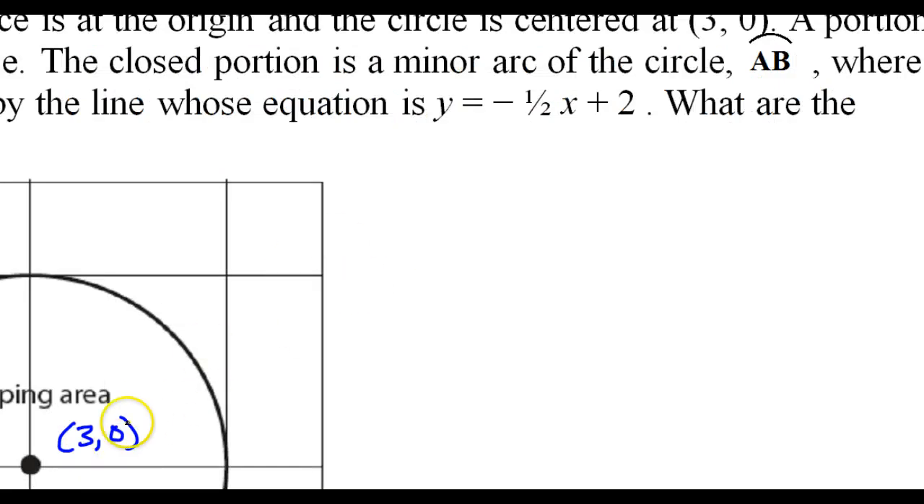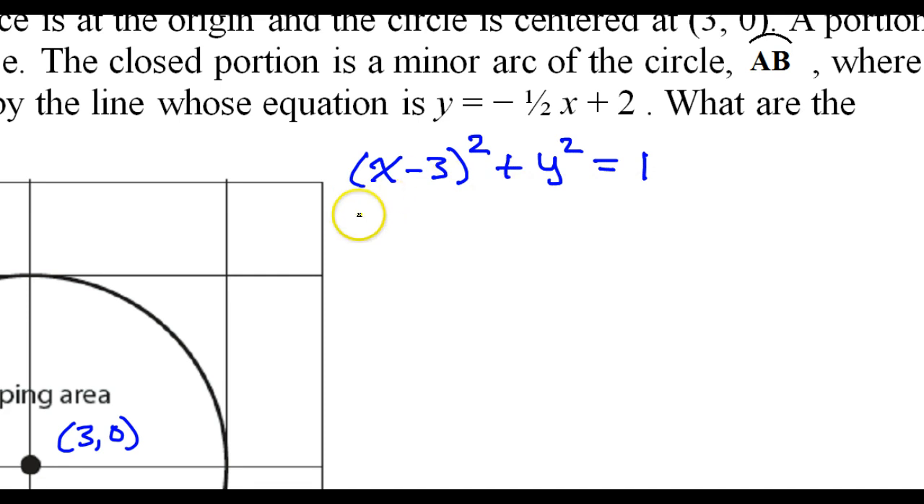Let's start by writing an equation for this circle. This circle has center (3, 0). So using what we know about the equation of a circle, this is going to be (x minus 3) squared because of the 3, plus y squared, because y minus 0 is just y, equal to the radius squared. The radius is 1, and 1 squared is still 1. So this is my equation of the circle.